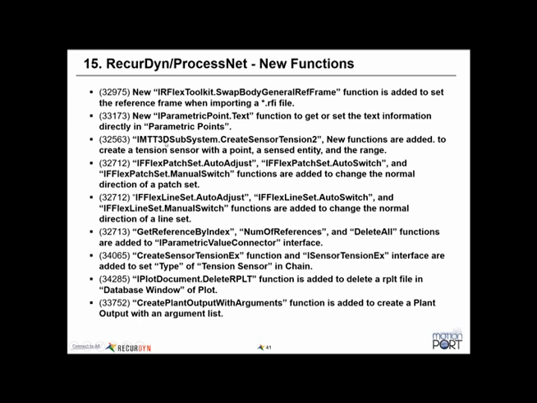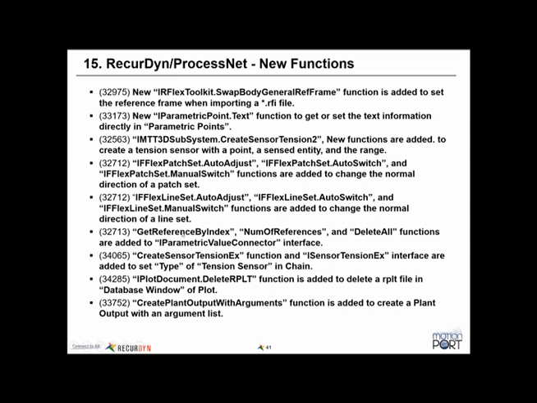So you have MTT3D. It has a tension sensor, and so now you can create that with ProcessNet. So you can define the location of the tension sensor, the sense density, and the range, all from ProcessNet. Patch set, auto adjust for the normal directions of the patches, and then normal directions for a line set. Similar things, all for full flex bodies.